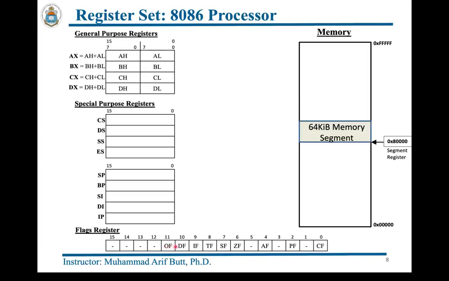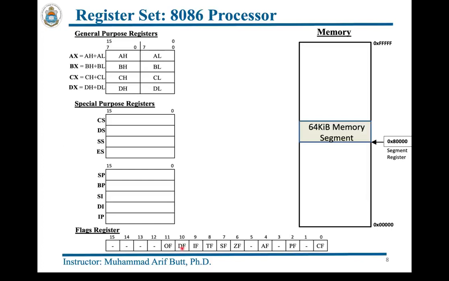2 system flags, the trap flag at bit number 8, used to enable a single step mode for debugging. Interrupt flag at bit number 9 to enable or disable external interrupts like keyboard. And finally, there is a control flag as well called the direction flag at bit number 10, used for moving or comparing string data.